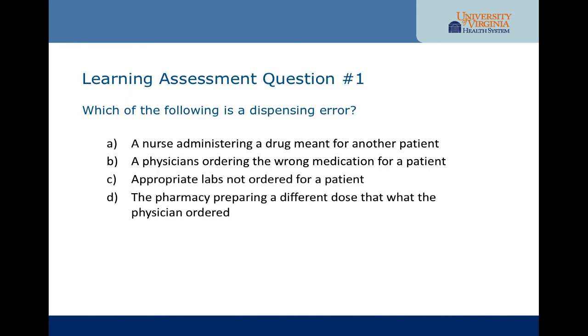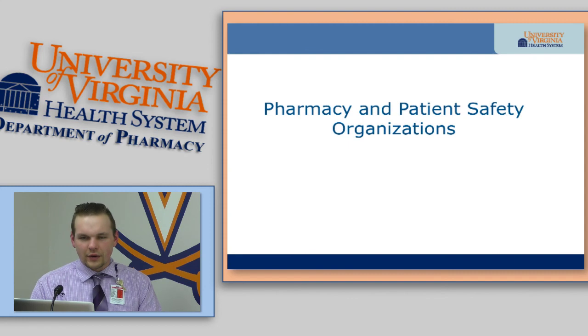All right, and the answer to that is D, the pharmacy preparing a different dose of medication than the medication strength that was ordered by the physician would be a dispensing error. All right, so we'll briefly talk about some pharmacy organizations and patient safety organizations to kind of bridge the gap between a conceptual discussion of medication errors and the practical interventions that we use to prevent them.